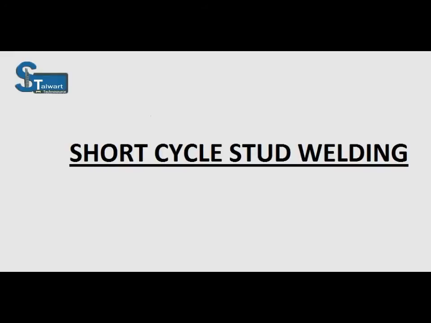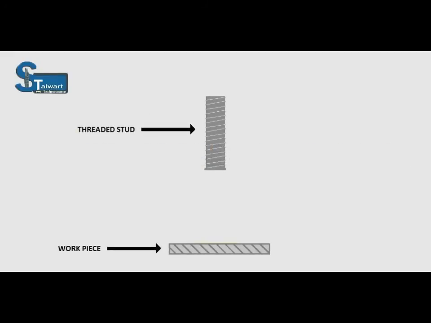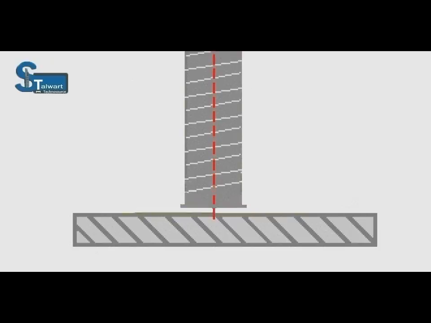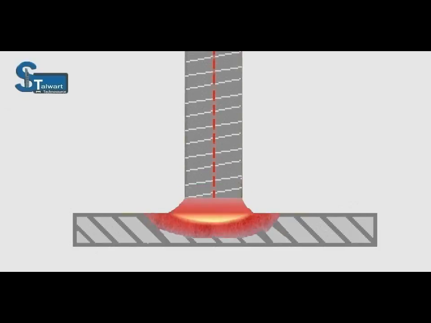Short cycle stud welding. The short cycle stud welding is done with or without shielding gas. This process is usually for studs with small diameters, and which doesn't contain flux at the base part. The gun is positioned against the workpiece. The gun is triggered, current passes through stud to the workpiece. This is the resultant weld.